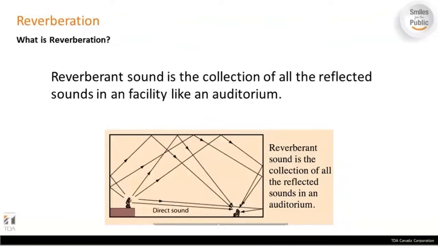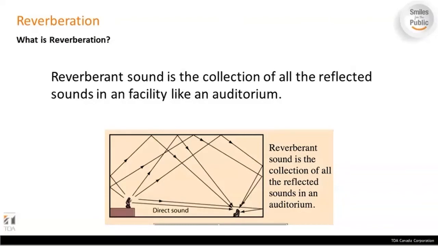Most important point, what is reverberation? Basically, reverberation sound is a collection of all the reflected sounds in a facility like an auditorium or a boardroom in this case. So reverberant sound is the collection of all the reflected stuff. Because in this particular boardroom, we don't have any acoustic treatments. We just have basic walls and basic things. So there is some amount of reverberance that you can hear even in the conference session that we're having now.